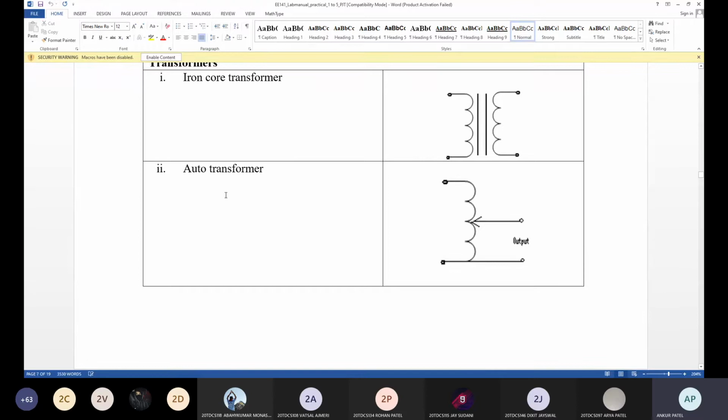Auto transformer is also called single phase variac. Single phase variac is nothing but we can increase the voltage in ascending order from 0 to 270 volt. That is called single phase variac.